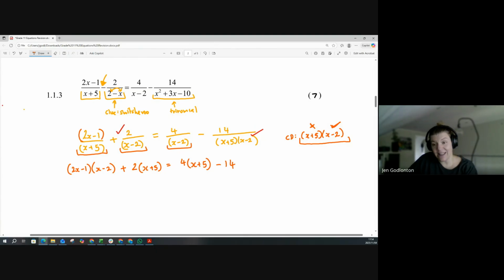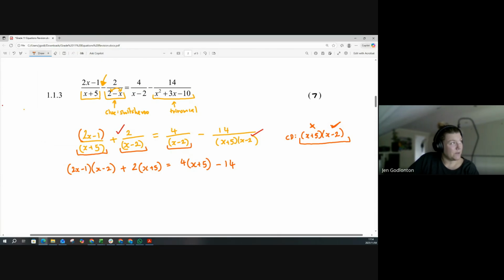Once we've done that, we can drop that denominator, because as soon as we're in an equation where we have the same denominator on all fractions, we're allowed to drop it. So if we do it this way, it stops it from being a fraction nice and early, which makes it a little bit less scary to deal with.